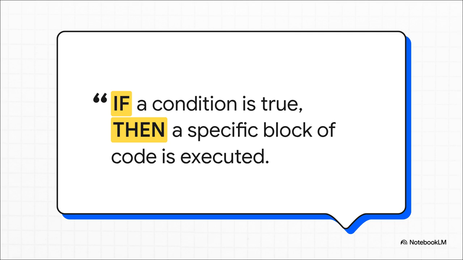The computer just checks if the condition is true. If it is, it does the thing. If not, it just skips it and moves on. This simple check is the heart of all decision-making in code.